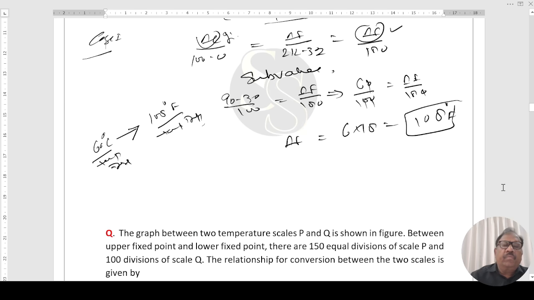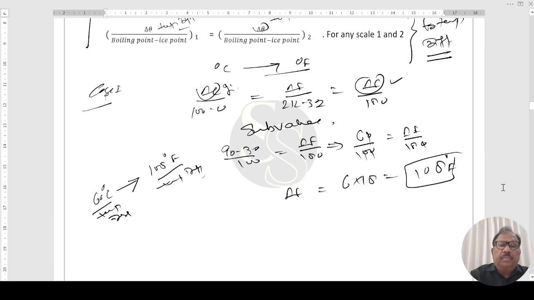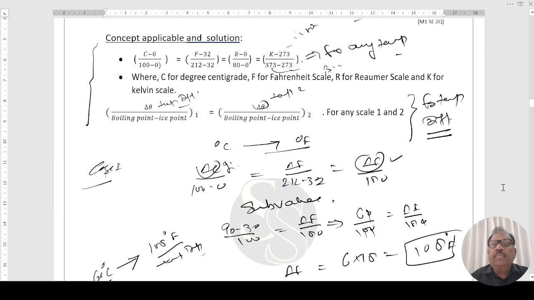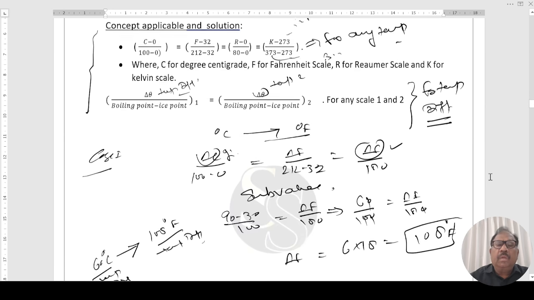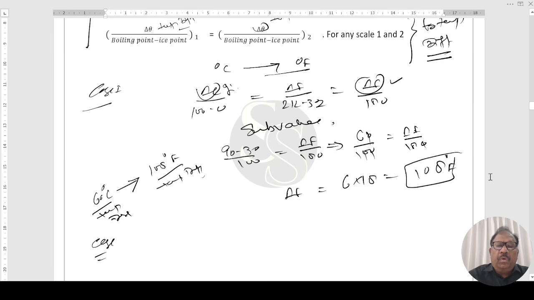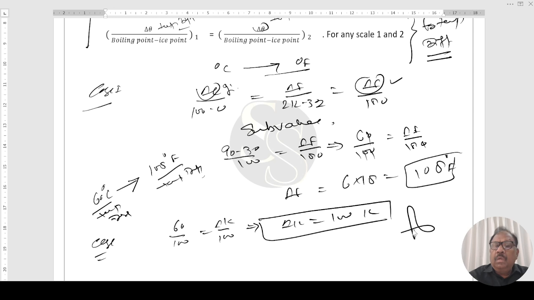Now case 2. In case 2, we have to apply Kelvin scale. What will it be in Kelvin? 60/100 equal to delta K/100. So delta K equal to 60 K. That is the answer. Right. Next question.